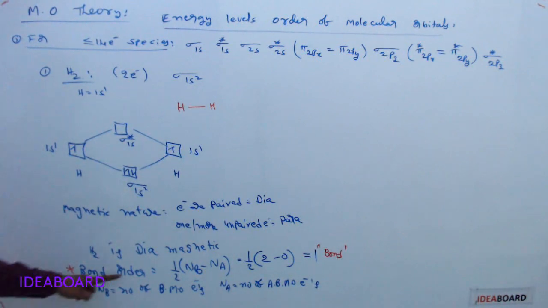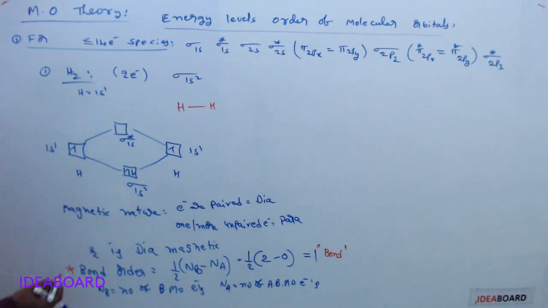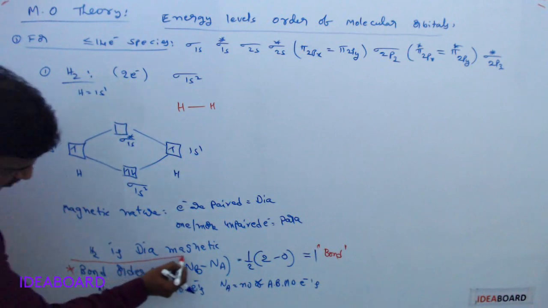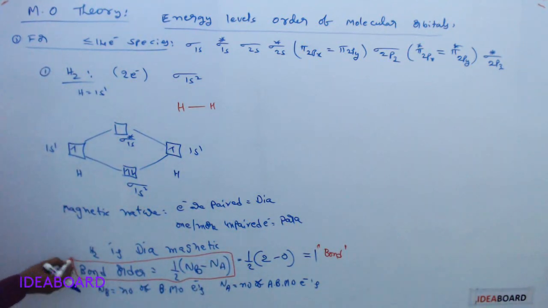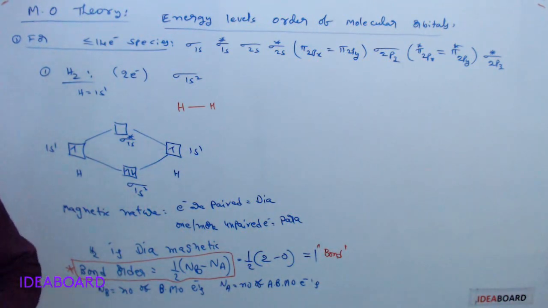That is clearly indicating the bond order. So please remember the bond order calculation formula, that is half into Nb minus Na. For this bond order also, I will give a short trick for bigger electron-containing molecules.